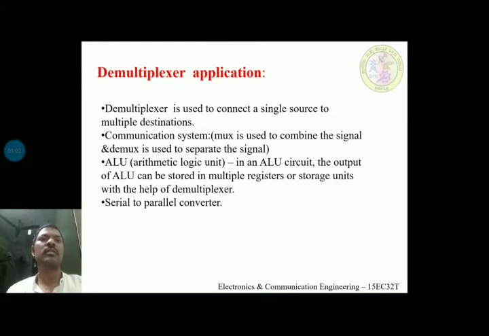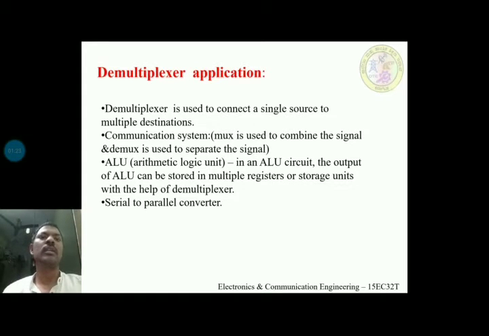The next one is communication system. Demultiplexers are used in communication systems. Mux is used to combine the signals and demux is used to separate the signals. Because of these two properties of mux and demux, we can use multiplexers and demultiplexers in communication systems.